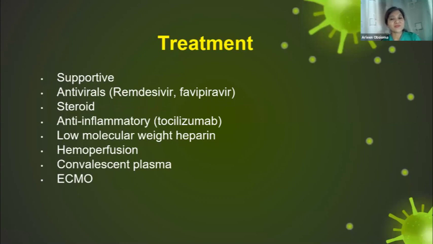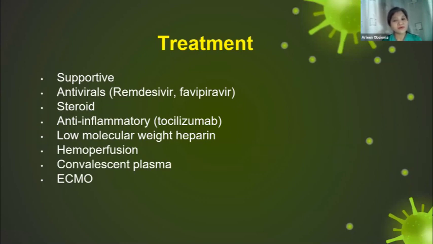So treatment is mainly supportive. Patients can be given paracetamol for the fever, mucolytics for the cough, and if the patient has colds, then a decongestant, or if the patient manifests with body aches, then they may be given analgesics. So antivirals are also given, especially to those who are hospitalized. We have remdesivir, which is the IV antiviral, and favipiravir, which is the tablet form.